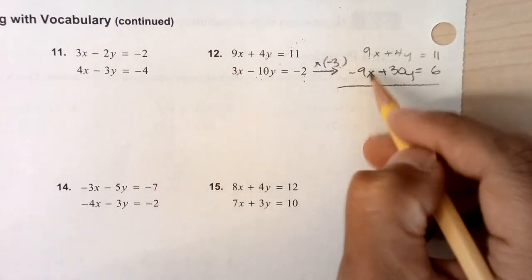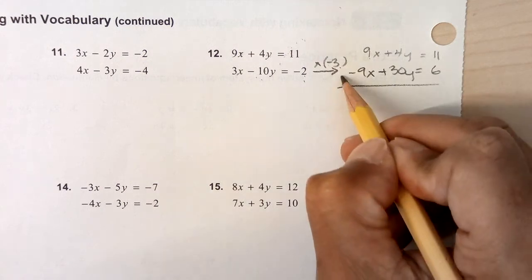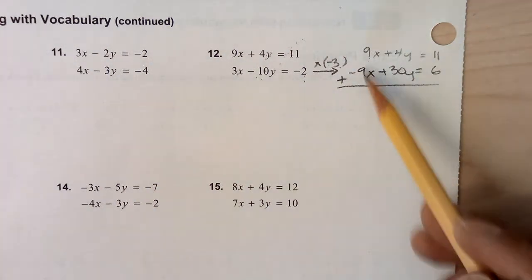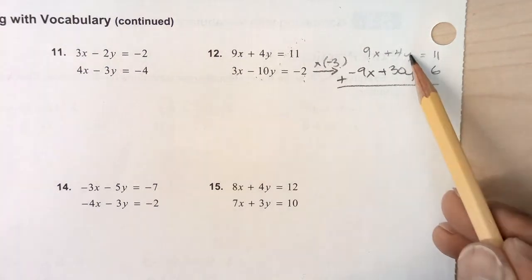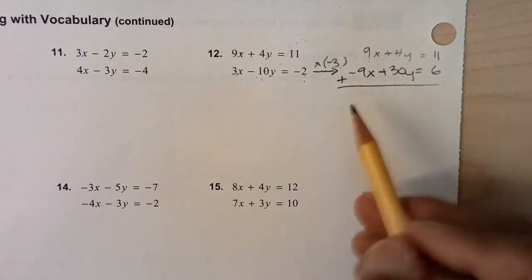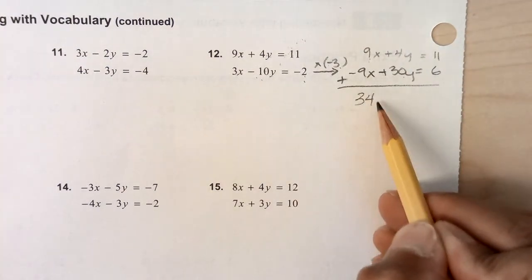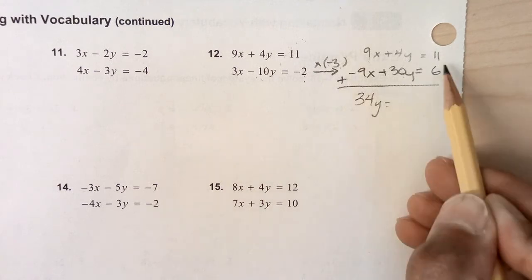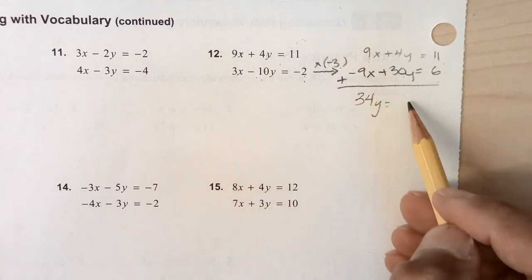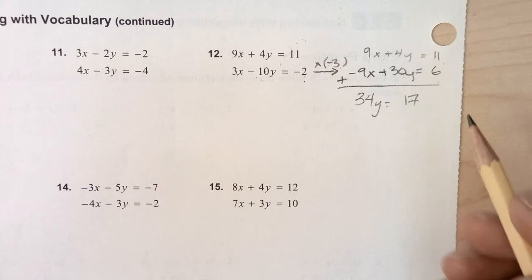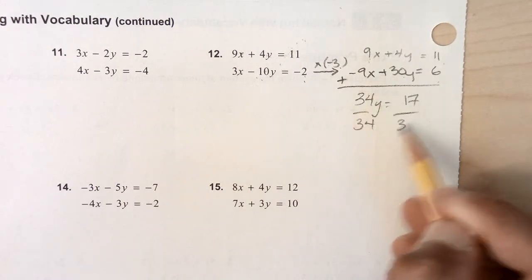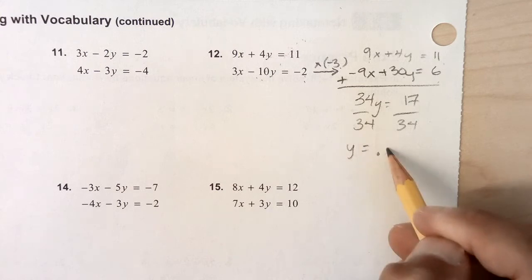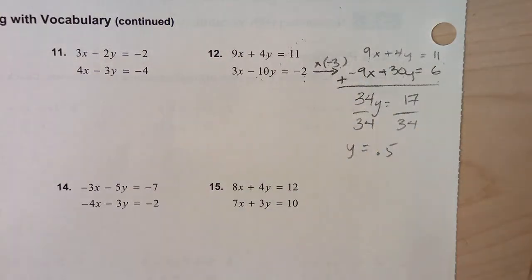Since I have the opposite number of x's, I could add those two equations together. 9x plus negative 9x, x is eliminated. 4y plus 30y is 34y. On the right side, 11 plus 6 is 17. So then I can solve this for y, divide each side by 34. And then y is equal to 1/2 or 0.5.